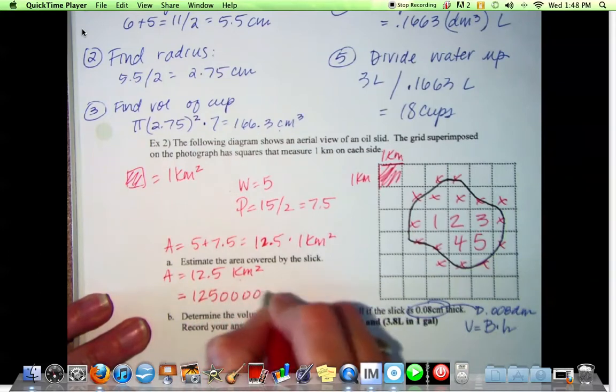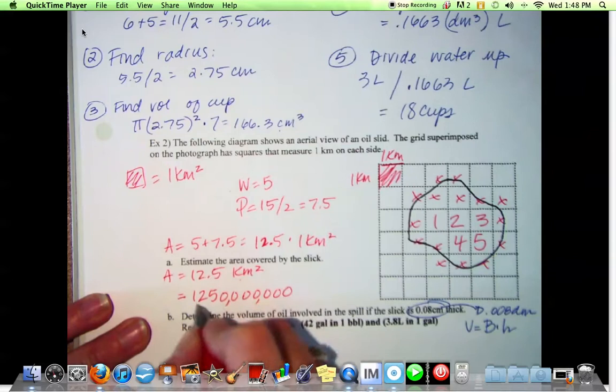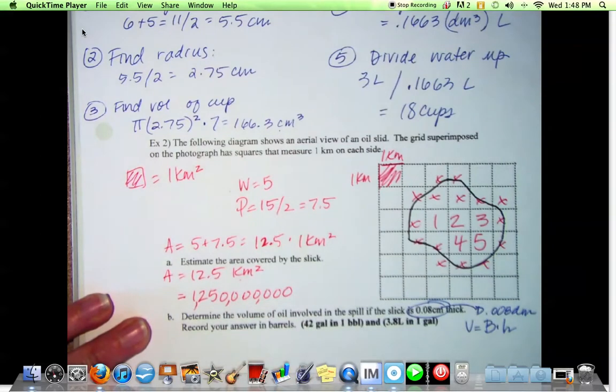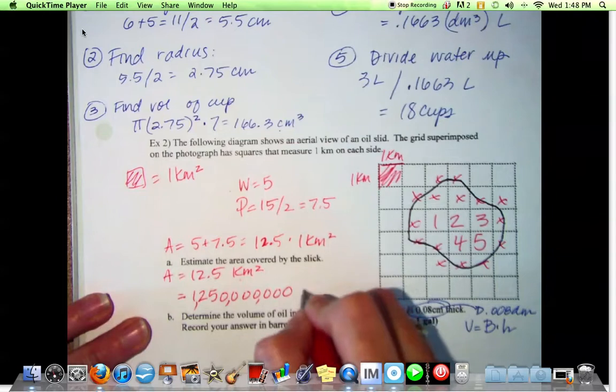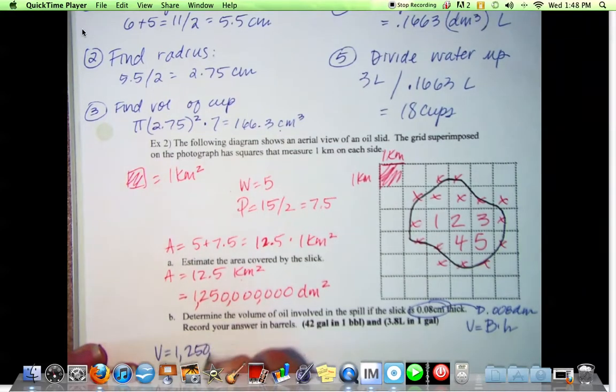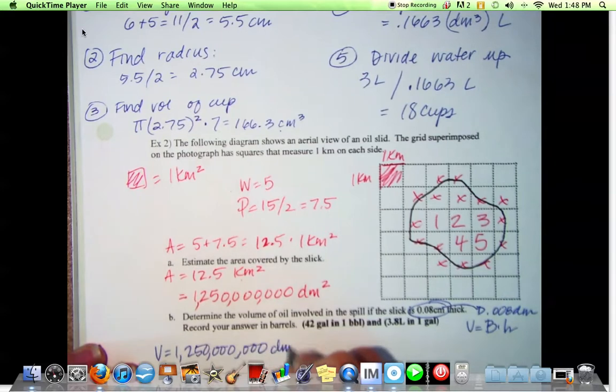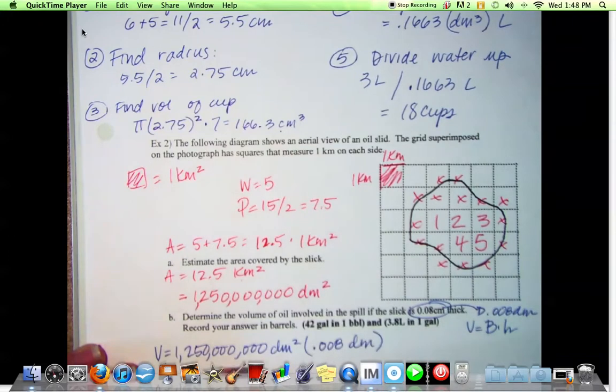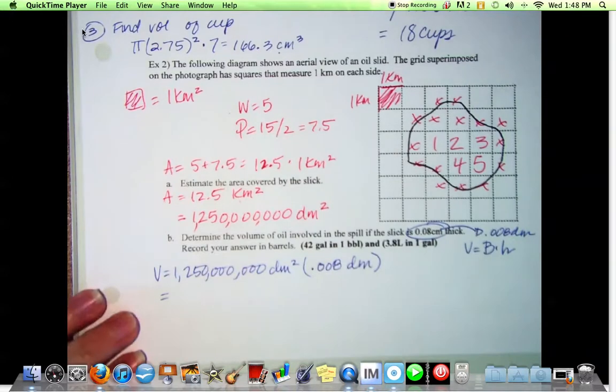So we get 1 billion, 250 million. So, my volume is 1,250,000,000 decimeters squared times 0.008 decimeters. It gives me a volume of 10 million.